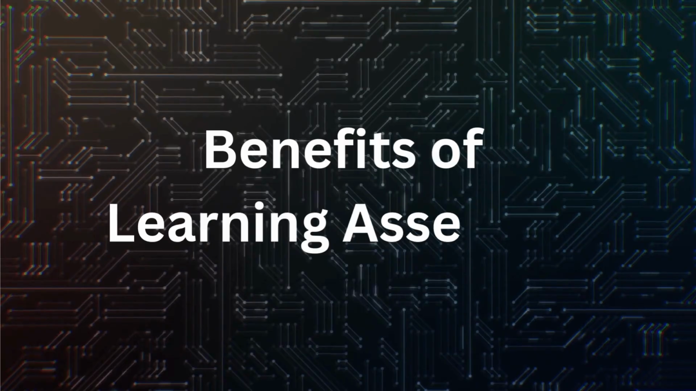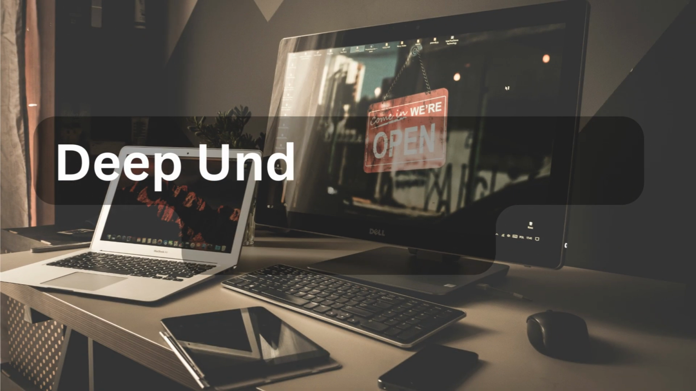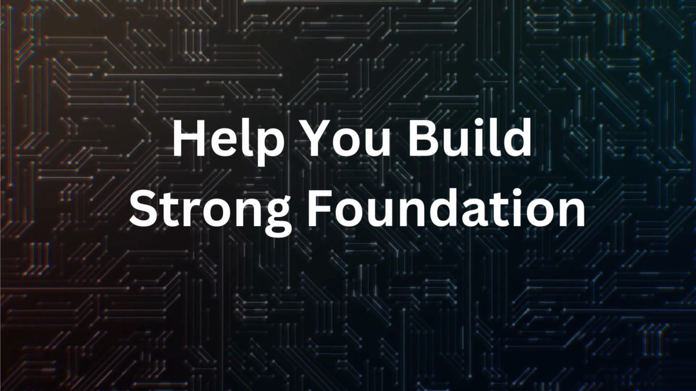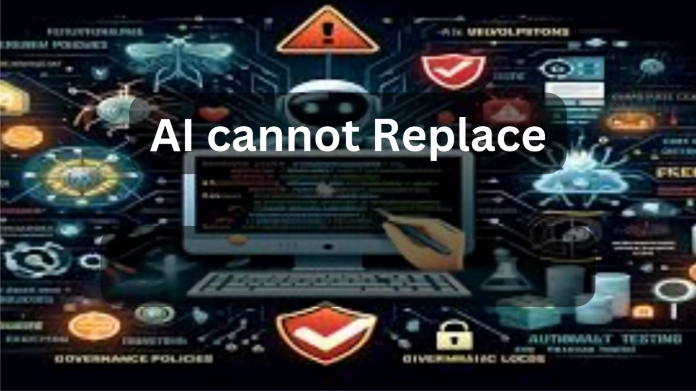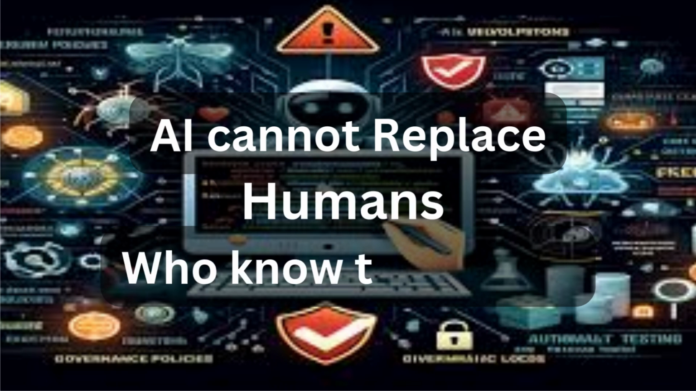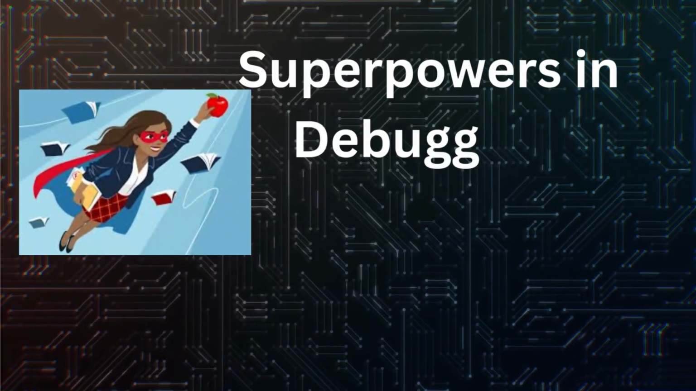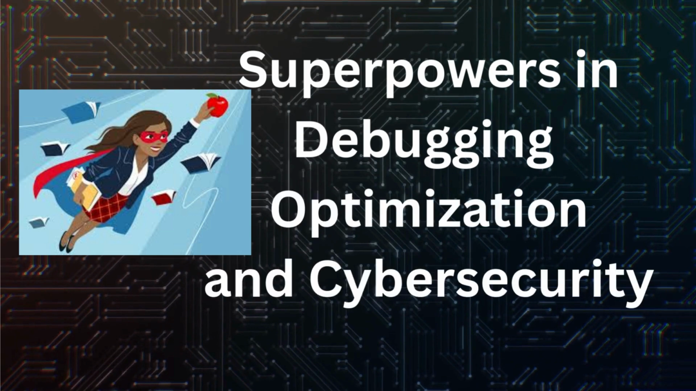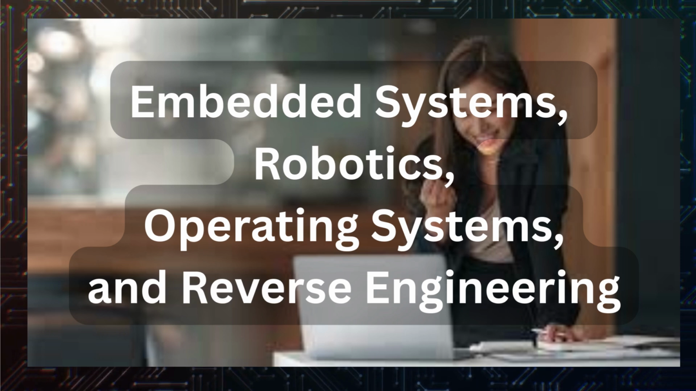Benefits of learning assembly. It will help you in deep understanding of computers. Like you will learn how CPU, memory, and registers actually work. It will help you build a strong foundation. AI can generate code, but it cannot replace humans who know the basics. Assembly makes you strong. You'll understand computers better than 99% of programmers. You'll have superpowers in debugging, optimization, and cybersecurity. You'll stand out in jobs for embedded systems, robotics, operating systems, and reverse engineering.